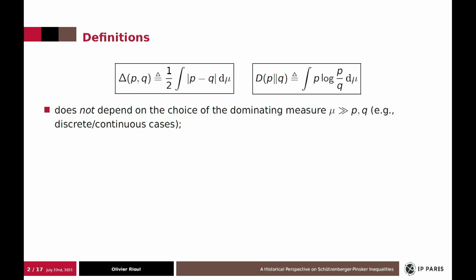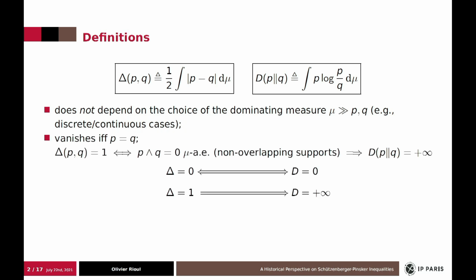So these are the definitions. These definitions include the discrete and the continuous case depending on the choice of the dominating measure. So it is well known that, for example, delta, total variation, lies between 0 and 1, because of the 1/2 factor, and all quantities equal 0 if and only if the two distributions coincide. However, delta is a distance. Hopefully, it's related to the L1 distance, but D is not. Delta is 1 if and only if the two distributions have non-overlapping supports, and in this case, the divergence goes to plus infinity, so it's unbounded.